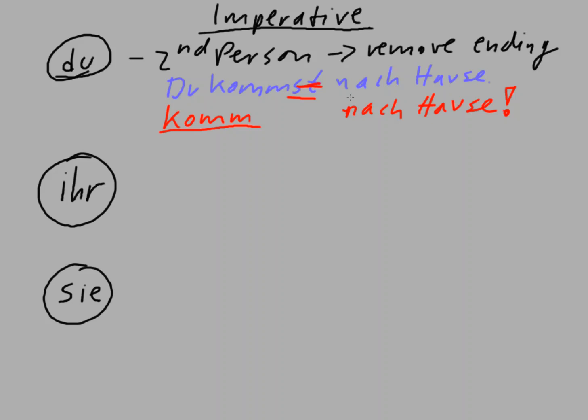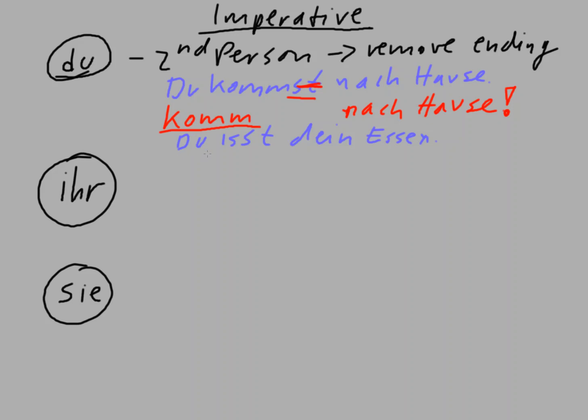Why am I saying remove the ending of the second person and not the ending of the infinitive or the first person? Well, because some verbs change in the second person. So, for example, essen. Let's take du isst dein Essen. You're eating your food. Now what if you're a parent and you want to tell your child, iss dein Essen, eat your food?